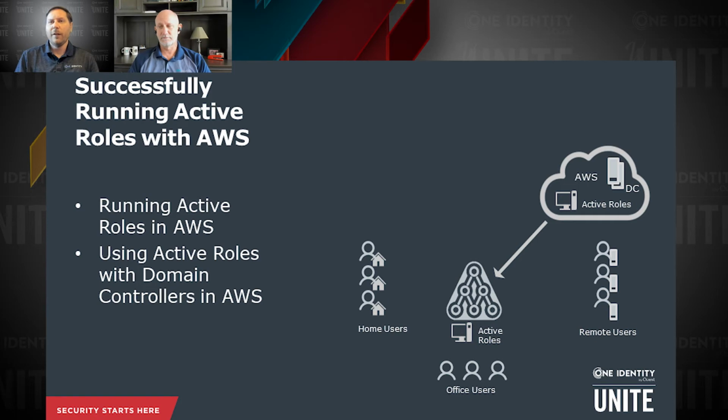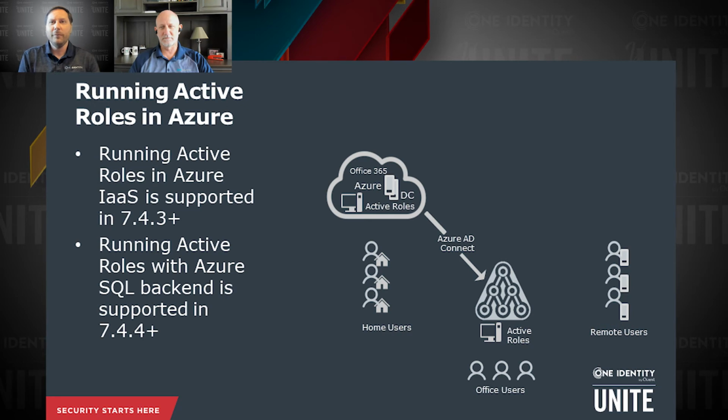Great. One of the nice things is we're spreading ourselves out a little bit. Historically, we've been on the Microsoft-only bandwagon. Now we've spread that out by saying we're moving into AWS as well. In versions coming soon, we're going to support running Active Roles in AWS with images like we have for Azure, which we're going to talk about in just one second. So with that in mind, let's talk about running Active Roles in Azure. First of all, in version 7.43, we support running Active Roles in Azure in their infrastructure as a service system.